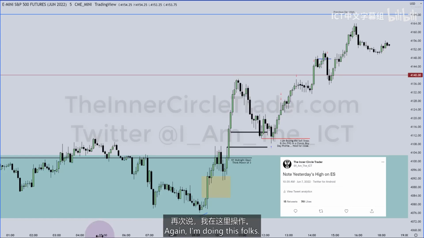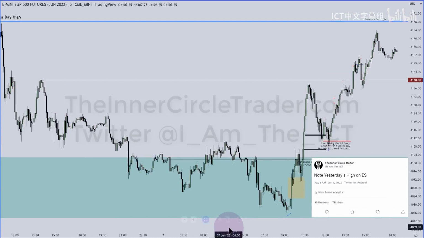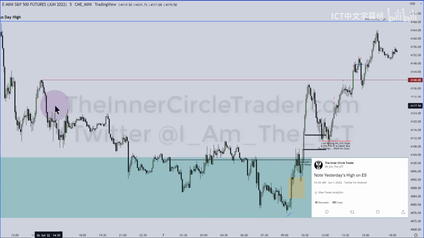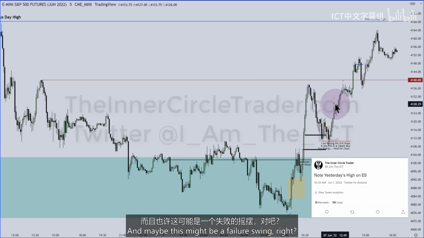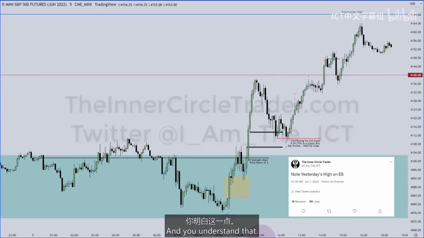Okay. Again, I'm doing this, folks. Look back over here. See this area over here? And then these relative equal highs. I'm thinking that it could do this, and maybe this might be a failure swing, right? And then go lower. So I'm taking off half in the event that I'm possibly wrong. So that's why I did that, and you understand that.